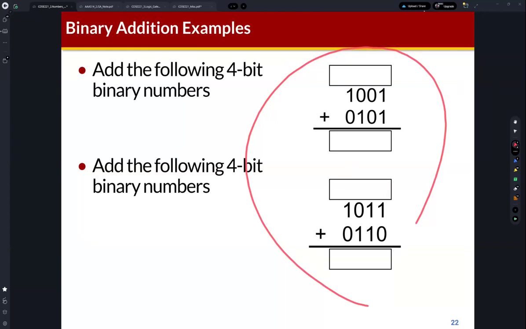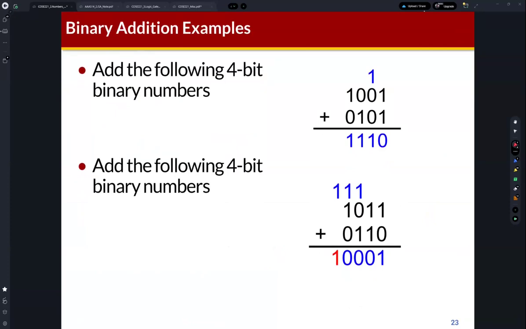For the following 4-bit numbers, the carry can be generated and also the sums are generated. So it's the result, the answer, right? This arithmetic operation is addition. So 1001 plus 0101, and the final result is 1110, right? So it's easy. But for this example, 1011 plus 0110, a carry is generated here. The carry is not generated for this digit, but for this digit the carry is generated, and a carry is generated for this digit, and then the MSB also generates a carry, and the final result is 10001.